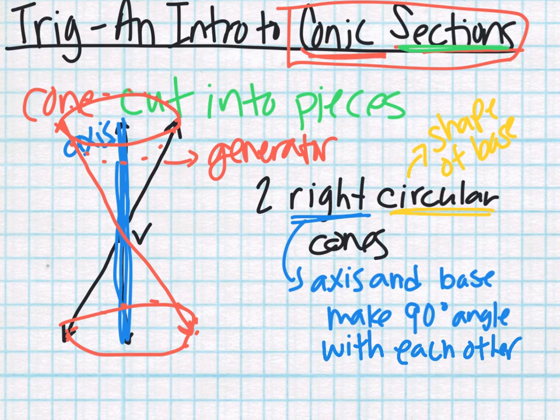Another vocabulary word. If you notice, this is actually like 2 separate cones. It's kind of divided right here. So we call each of these cones a nappe. So this is the upper nappe. And this is the lower nappe. So that's how we get a cone. Now we gotta shift and move on to conic sections.